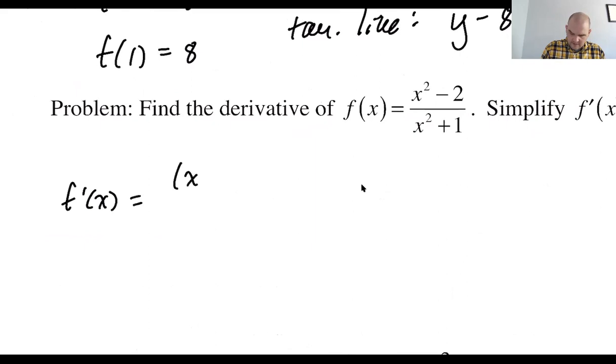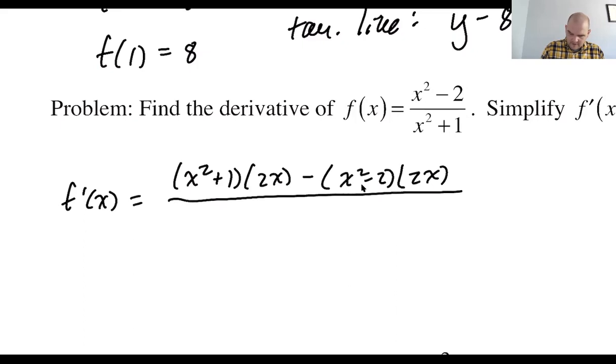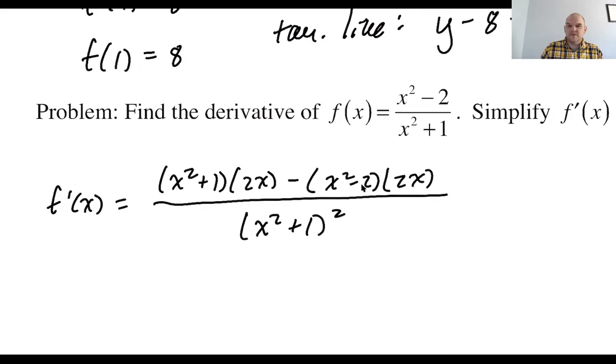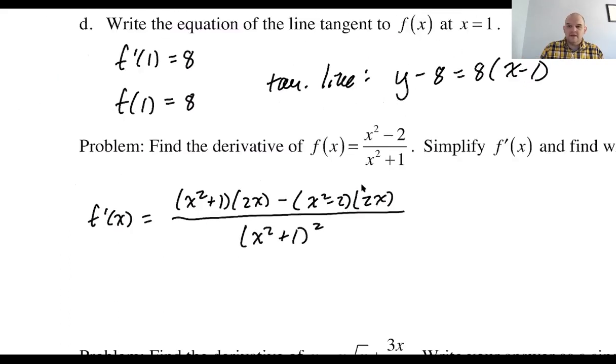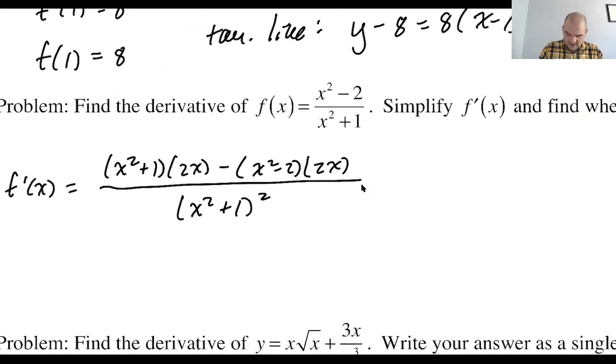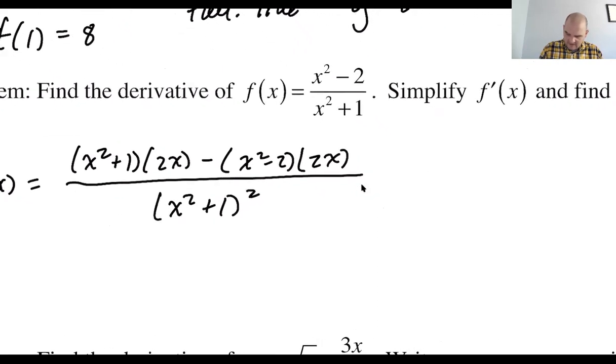All right, bottom, because it's quotient rule: bottom times derivative of the top, minus top times derivative of the bottom, all over the bottom squared. Simplify. All right, so there's definitely a 2x that I can take out of everything there. And then what do we have? We have x squared plus 1 left over.